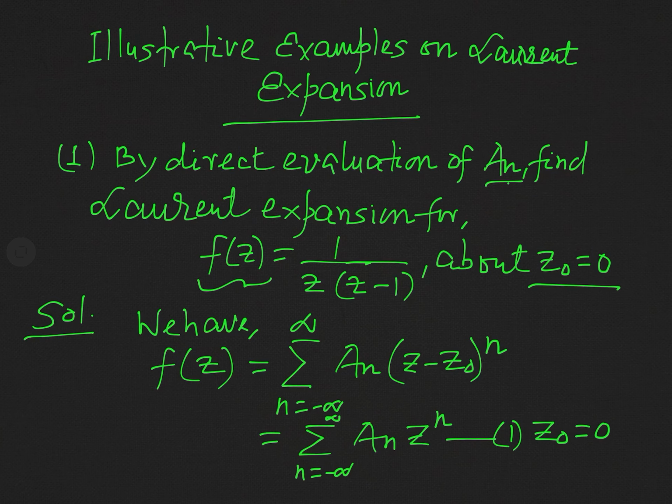The problem says: by direct evaluation of a_n, actually this is the coefficient in the Laurent expansion, find the Laurent expansion for the function f of z equal to 1 over z into z minus 1 about z naught equal to 0. So here the common center of the two circles C1 and C2 is at z equal to 0, and we have to expand this function f of z in Laurent expansion by direct evaluation of a_n.